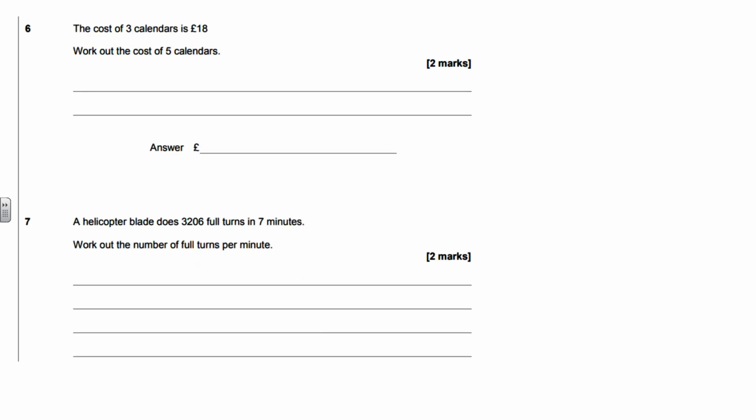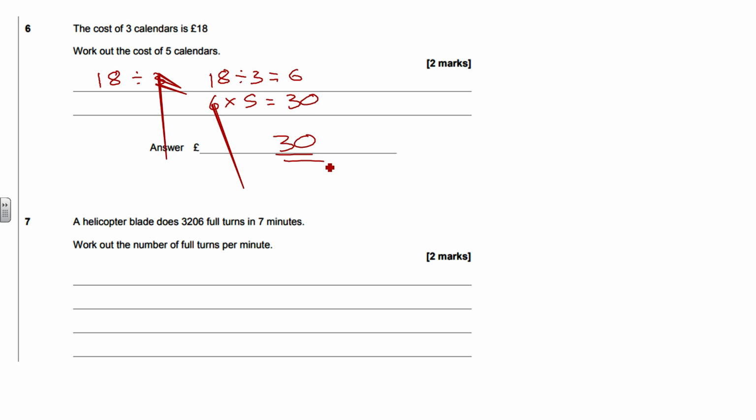Question 6. Cost of 3 calendars is £18. Work out the cost of 5 calendars. 18 over 3. Let's try again. 18 divided by 3 is 6. 6 times 5 is 30.